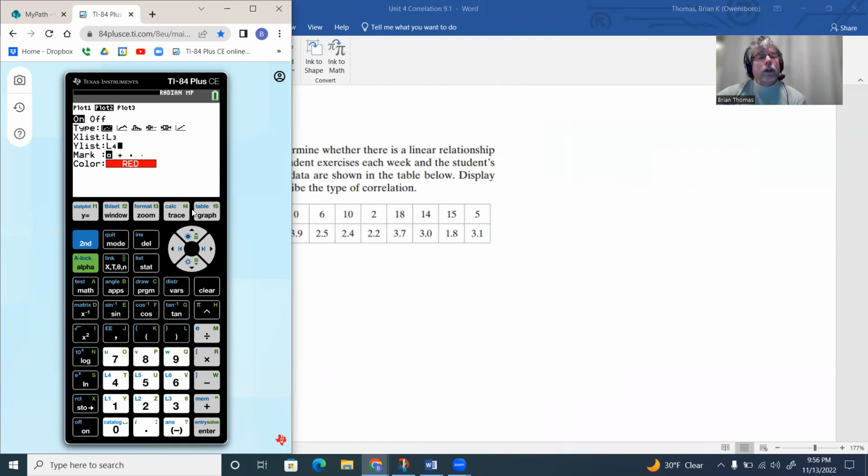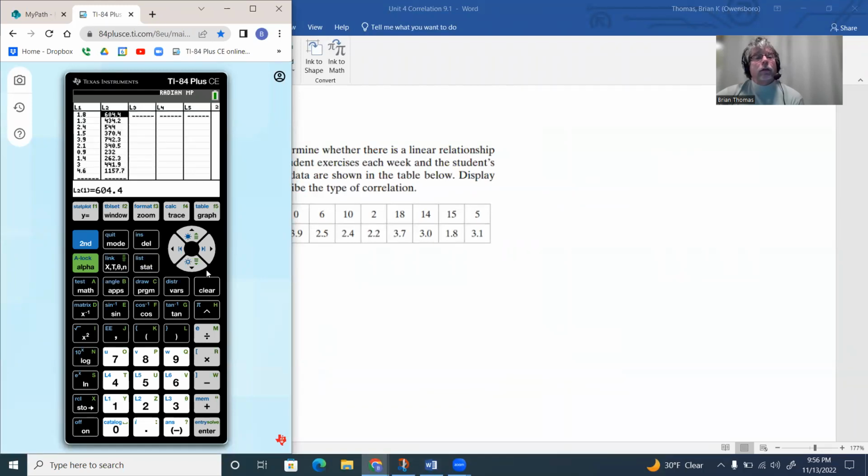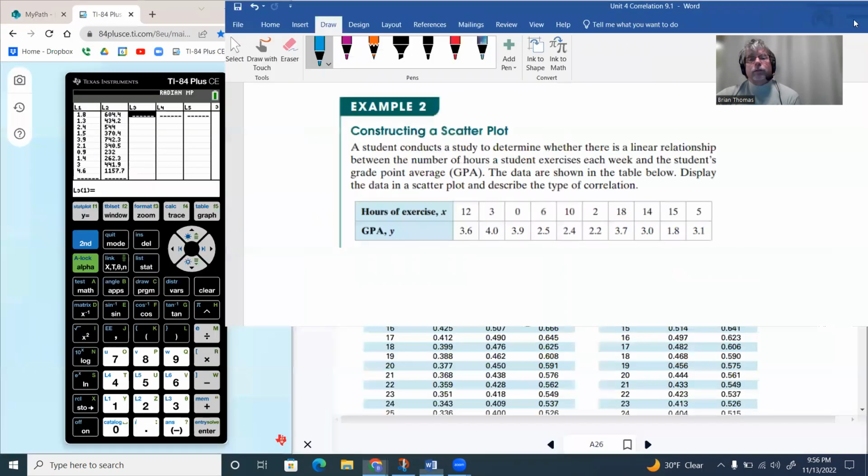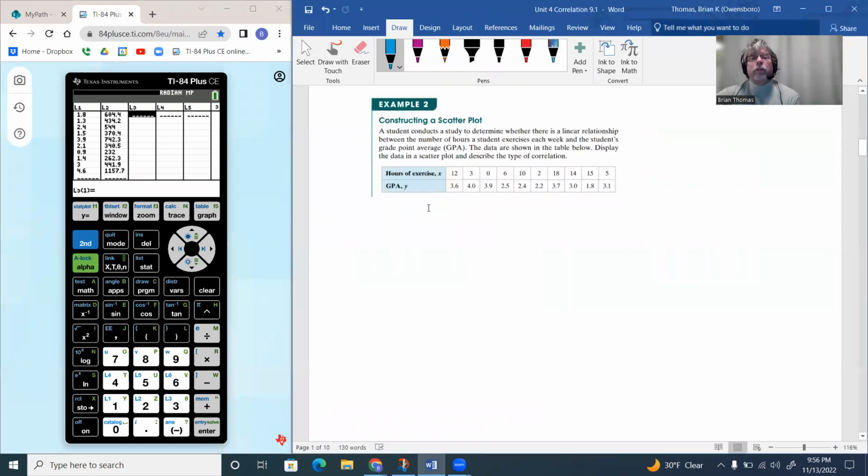And so notice how my scatter plot was on there. That all looks good. So if I now go to stat and hit edit, I now want to go over to L3, L4 on this one. So let me slide this over. I'm going to pause my video for a second and we'll graph this. So I've got this in.